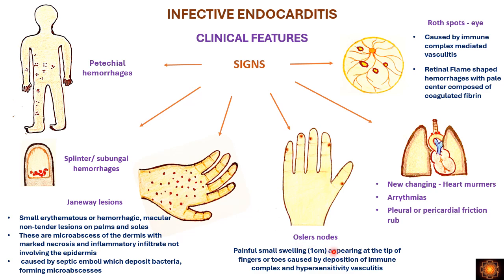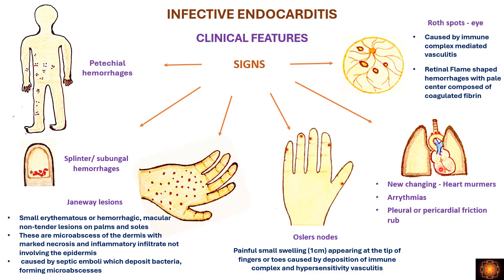Okay, Osler's nodes, these are small nodules which are painful, and they appear at the tips of the fingers or the toes. Now these are formed by the deposition of immune complexes and as a result of hypersensitivity vasculitis.